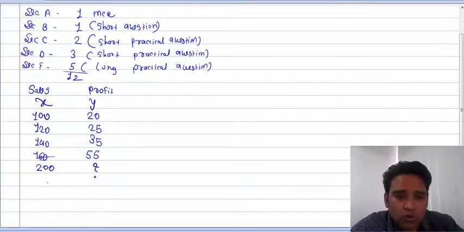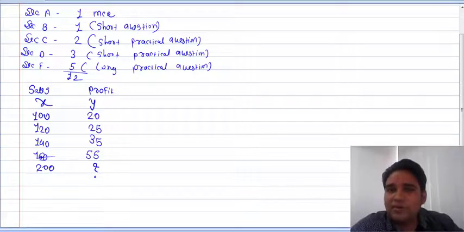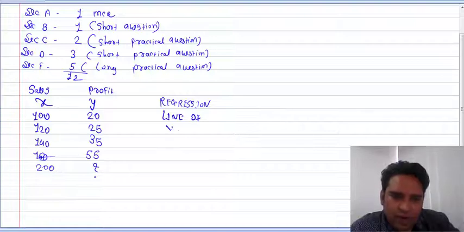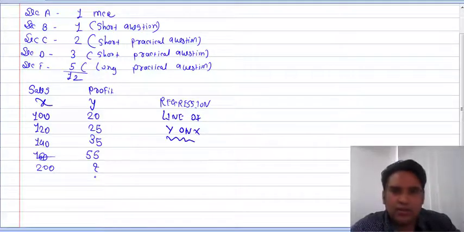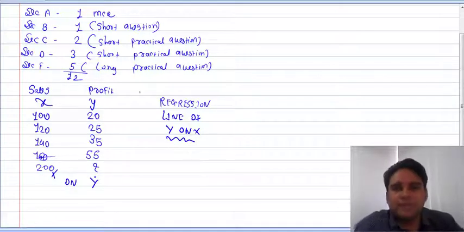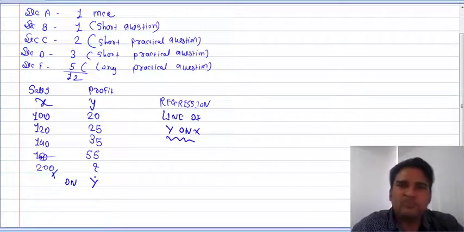From this, what will we achieve? We will achieve the regression line of Y on X, right? That means we will estimate the value of Y when the X value is known.